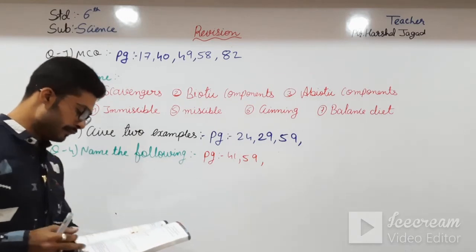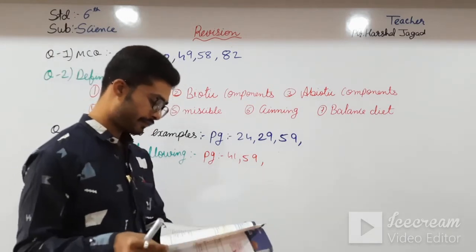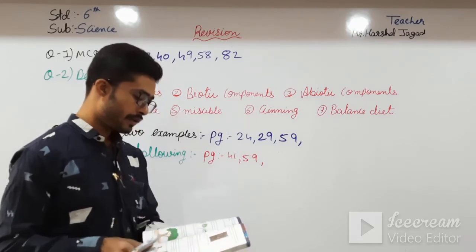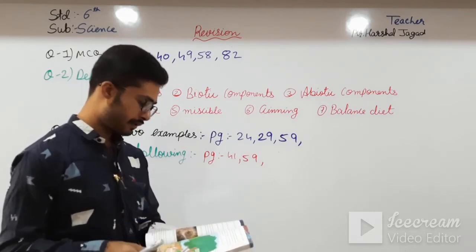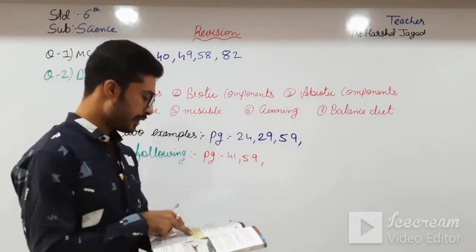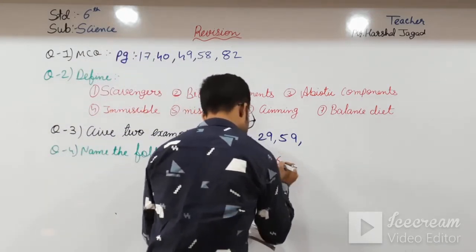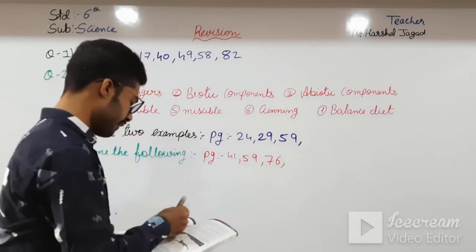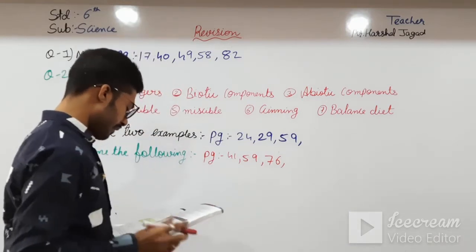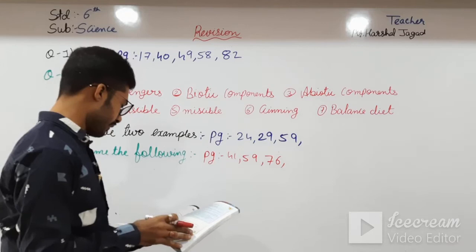Here it is not there. In chapter number 7, see here, name the following is there on page number 76. And moving next.